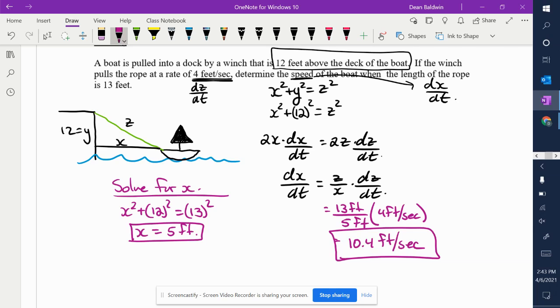Ignoring all our sig fig rules, we get 10.4 feet per second. Does anybody remember the sig fig rules? All right. So 10.4 feet per second. Does that make sense? Yes, Anna.